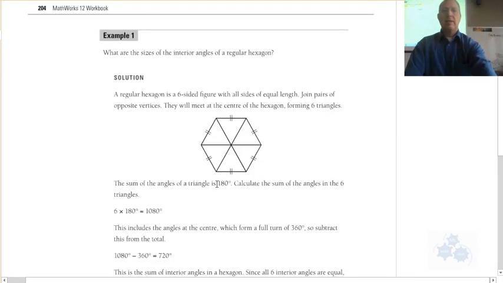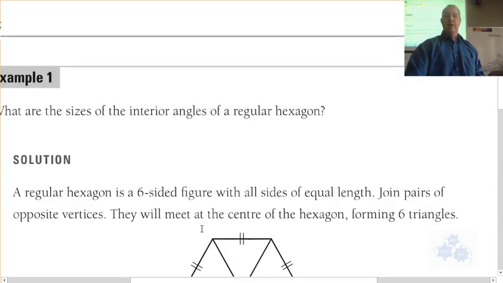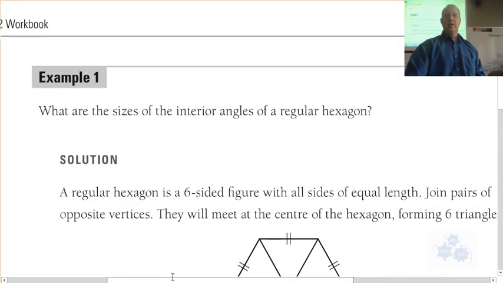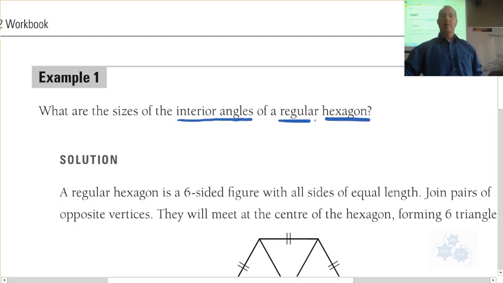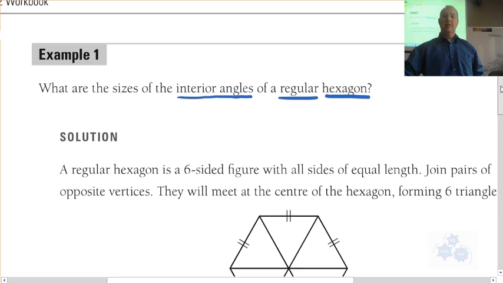Okay, let's take a look at an example, and I'm going to get you to write this example down. Jot this one down. It says, what are the sizes of the interior angles of a regular hexagon? The sizes of the interior angles, we're going to identify what are interior angles. And of course, a hexagon we know has 6 sides, and regular means that all the sides are the same length.